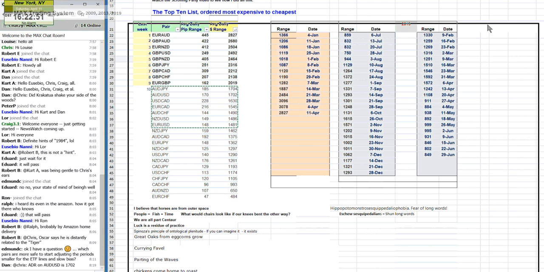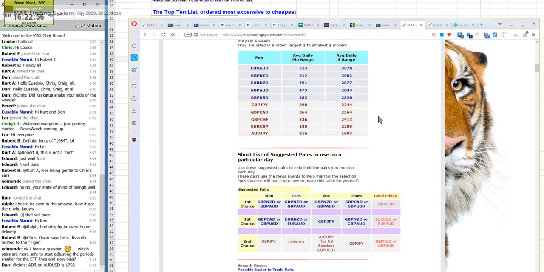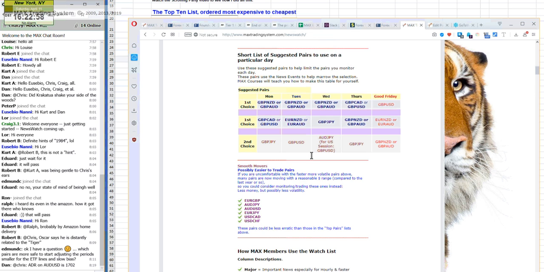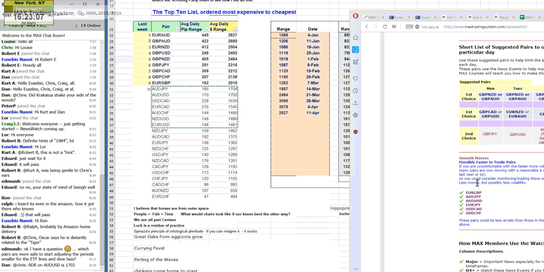Excuse me, just pull this back. Okay, so the pairs that I said are smooth movers, these ones are here. Eusebio, do you want to change this slot? No, they are still valid. Okay, so Euro pounds is already in the top 10 list, so yeah, okay.